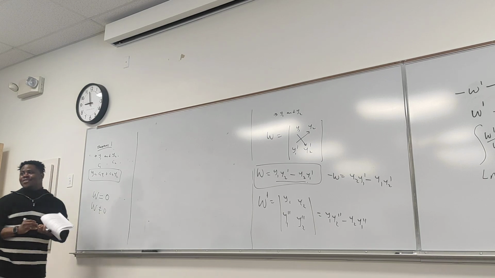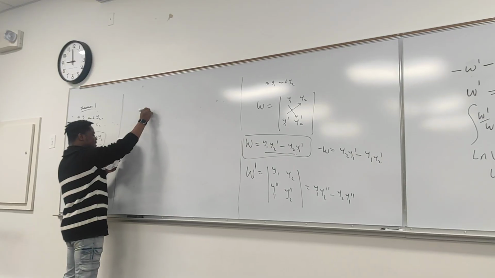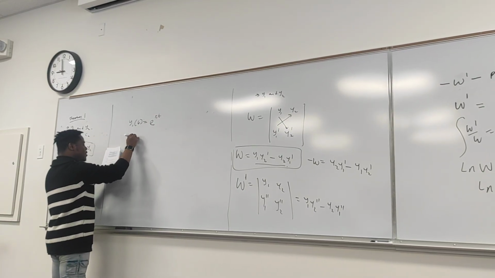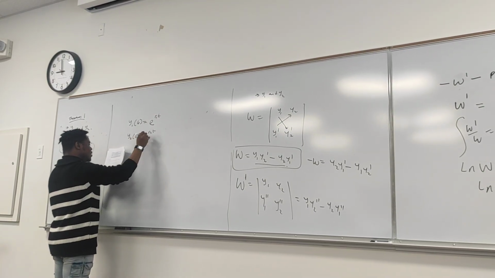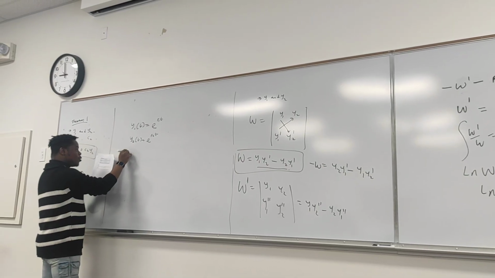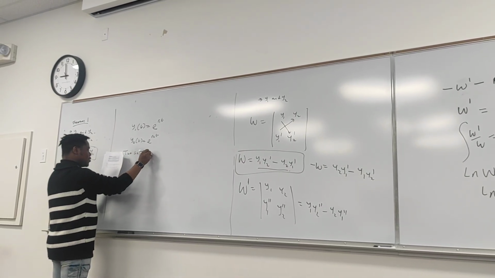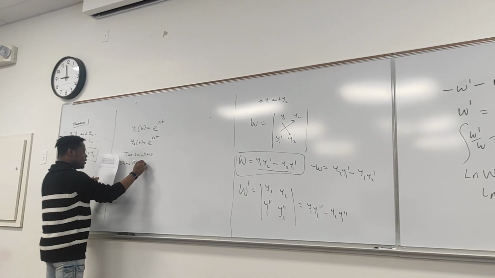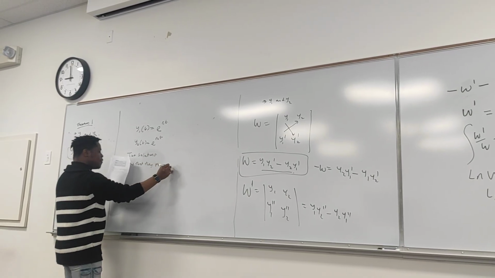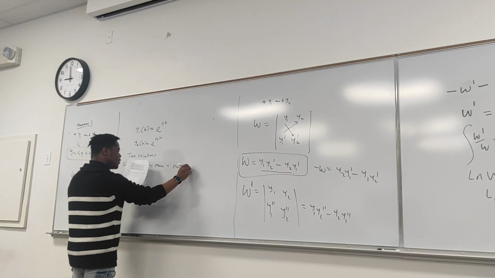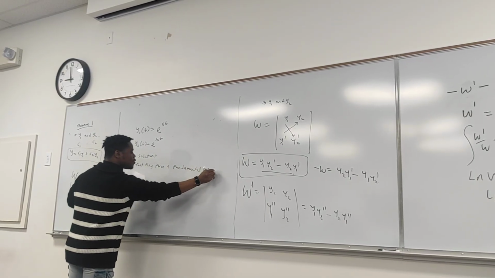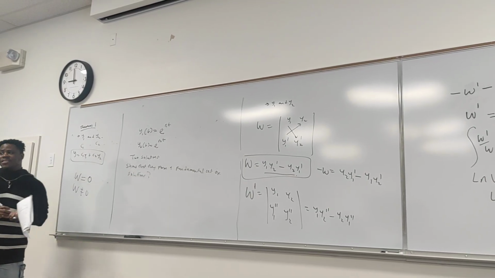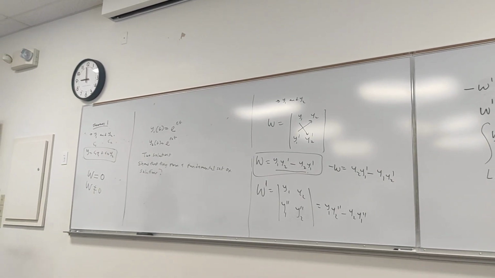y1 of t is e^(r1 t) and y2 of t is e^(r2 t). This says there are two solutions. It says to show that they form a fundamental set of solutions. How do we show that these two form a fundamental set of solutions? Does anyone know?